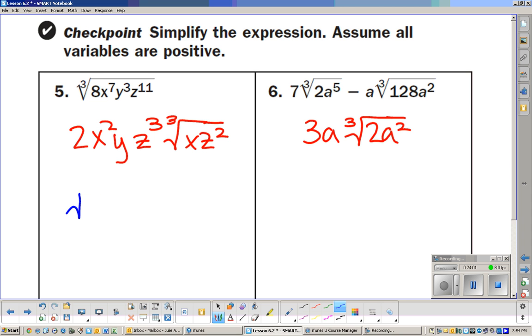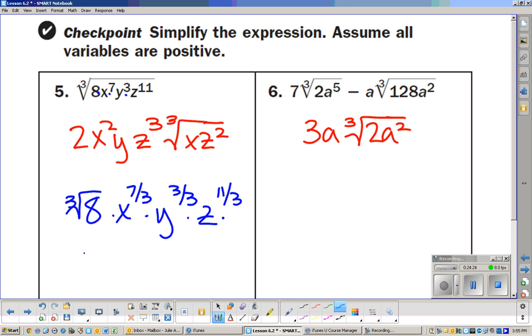So we need the third root of 8. I usually don't write a fraction when I have the whole number as a base, but I like to when I have letters. X to the 7/3, y to the 3/3, z to the 11/3. That's what you really have in that problem. They're all multiplying each other because there's no plus signs between here. Okay, so the third root of 8 is 2.